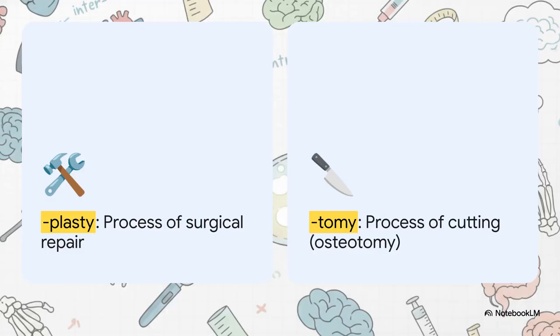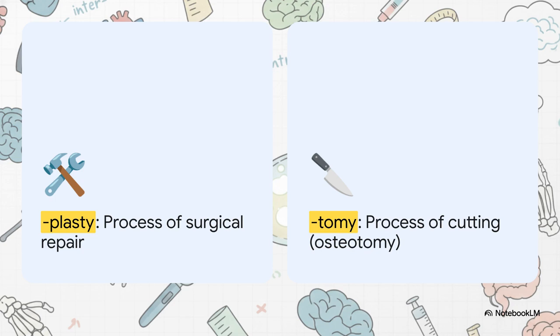Building right on that, let's look at another essential comparison. Over on the left is plasty, which means the process of surgical repair or reconstruction. If someone gets a rhinoplasty, they are having a surgical repair of the nose. Compare that reconstructive nature to the right side with tomy, which simply means the process of cutting. An osteotomy is the precise cutting of a bone. Plasty is to repair, tomy is just to cut.